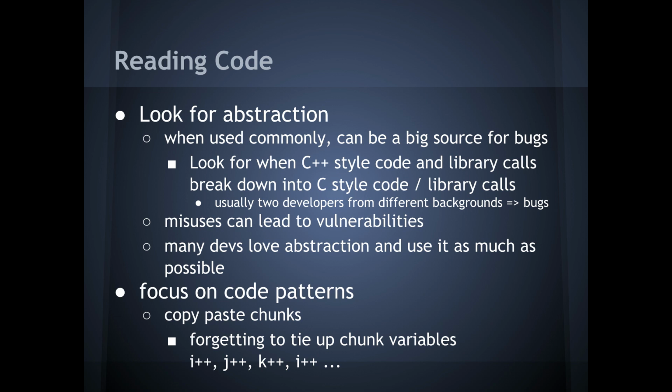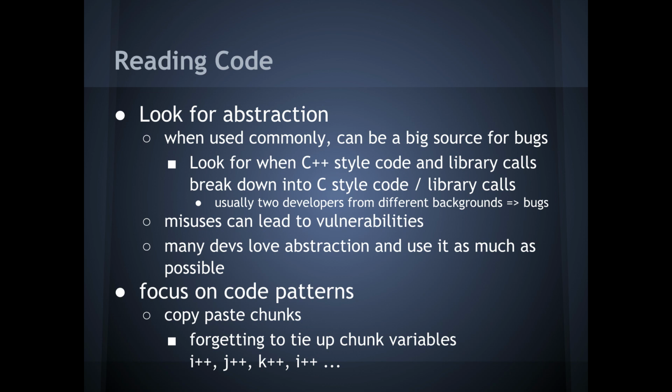And something I saw on Twitter, which I've tried to start using more in my own code auditing, is to look for where C++ style code and library calls break down into just regular old C style code. That usually indicates that one developer has handed a project to another, they have two different backgrounds, and they're likely to do some buggy stuff.